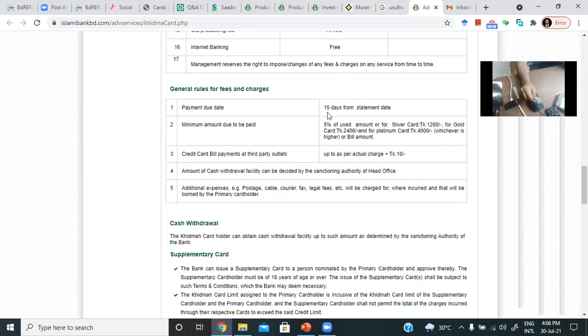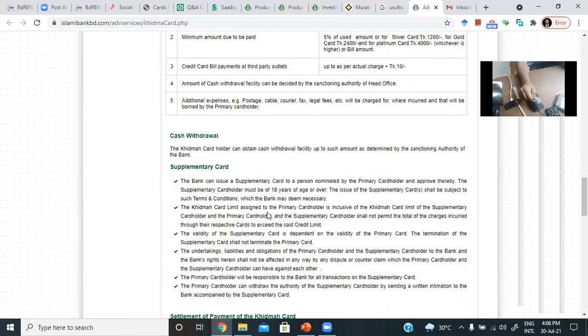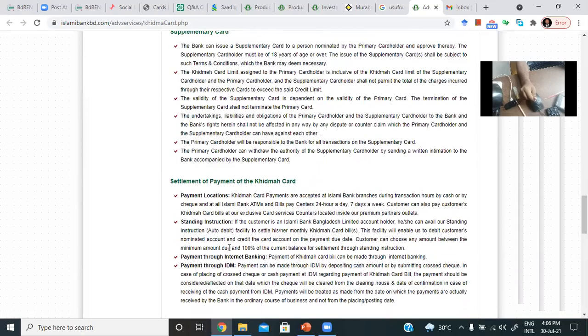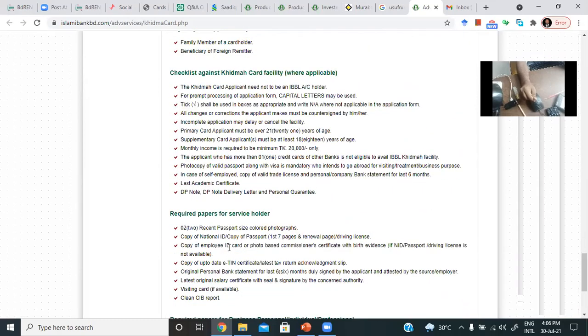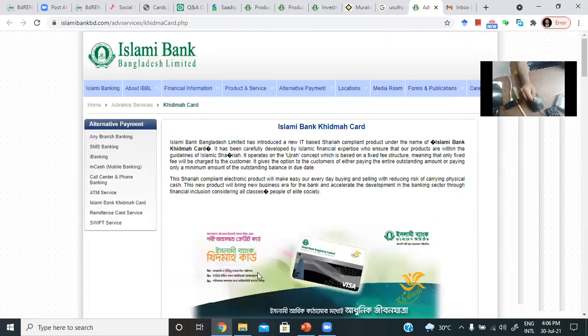And their payment due date is 15 days from the statement date. And you can obtain the cash withdrawal facility by using their card. And these are all about how you can obtain their Khidma credit card.